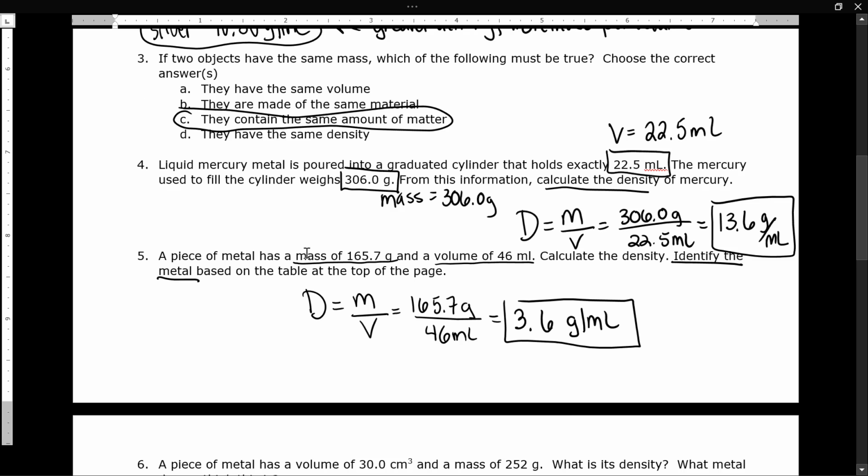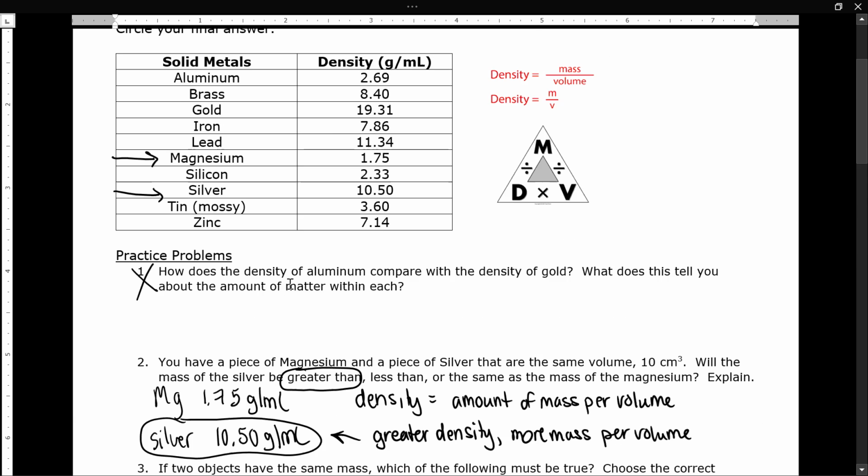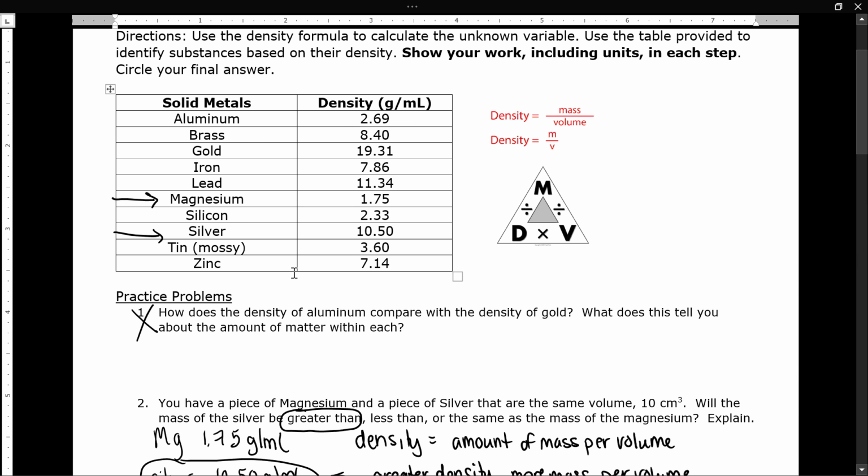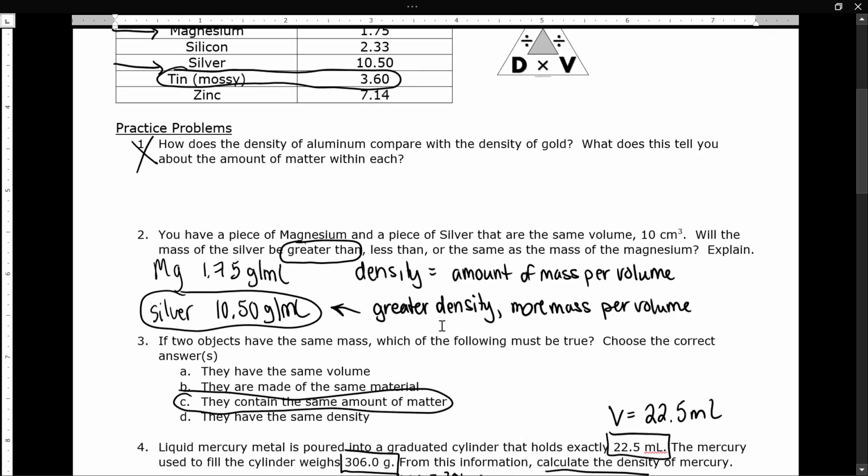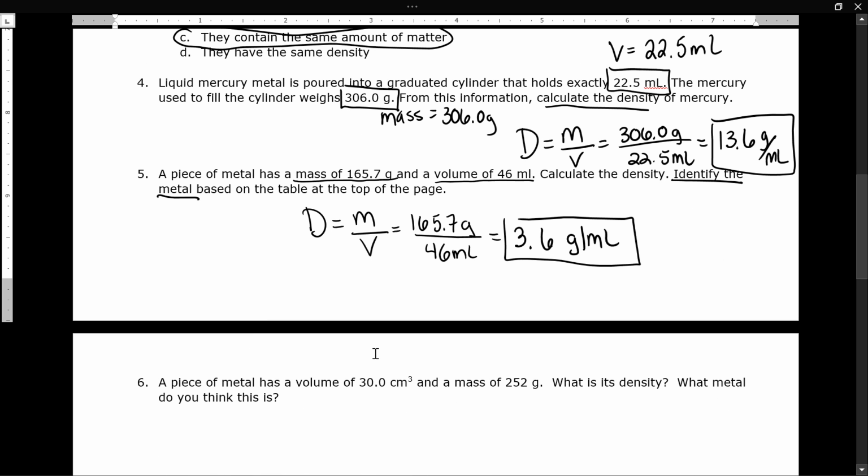So if I scroll up here to the top, I can see I'm given a table of metals with various densities. And it looks right here that tin has a density of 3.6. So I'm going to say that my metal, here I've just identified, is tin.